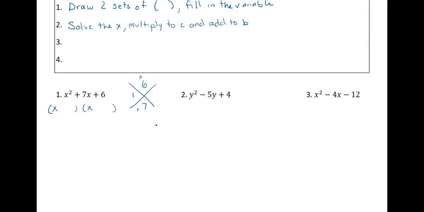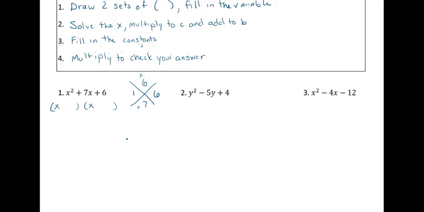I can multiply 1 times 6. 1 times 6 is 6, and 1 plus 6 is 7. So that is going to be my two factors. Because both of these are positive, these are both going to be plus. So I have x plus 1 and x plus 6. Now, that is my answer.